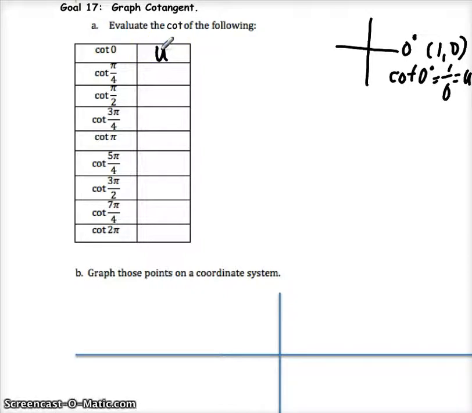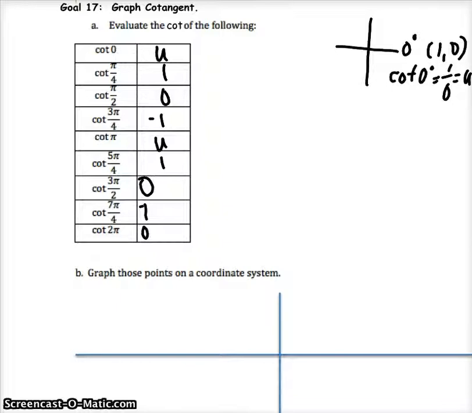Pause the screencast and complete this table. When you have completed this table, turn the screencast back on and check your answers. Let's see what we've got here. Cotangent of pi over 4, that's 45 degrees. The tangent of 45 degrees is 1, and the reciprocal of 1 is 1.